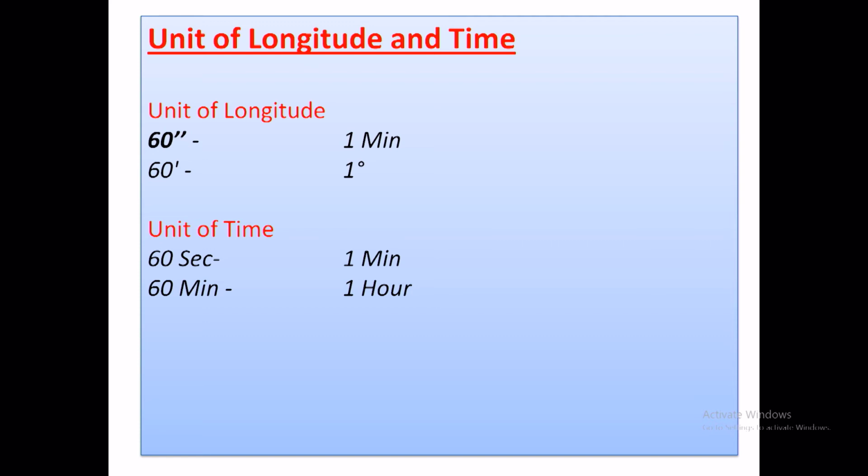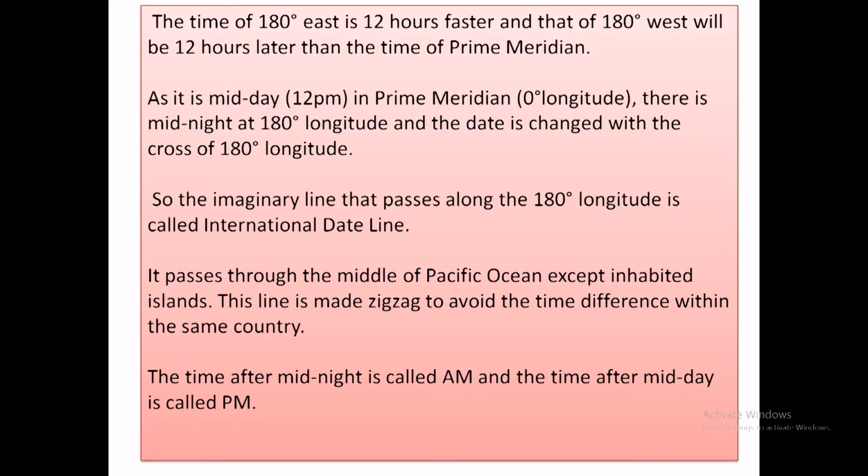We do not have to be confused, because the longitudinal units and the units of time are different things, but most of the students think that they are both the same and get confused. So, to avoid that confusion I have brought this example for you. In longitude, 60 seconds become 1 minute and 60 minutes become 1 degree. In the same way, for time, 60 seconds become 1 minute and 60 minutes become 1 hour. So, it was for your knowledge.